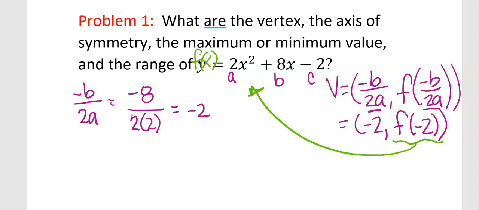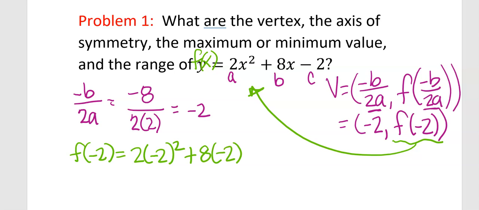Okay, so f of negative 2 is going to be 2 times negative 2 squared plus 8 times negative 2 minus 2. And definitely you can just plug all of those into your calculator. You don't have to do it step by step, even though that's what I'm going to do. I just don't want to hold my calculator too. So negative 2 squared is 4. 4 times 2 is 8. 8 times negative 2 would be a negative 16, and then minus 2. So f of negative 2 is negative 10.